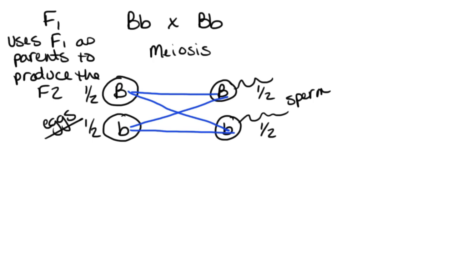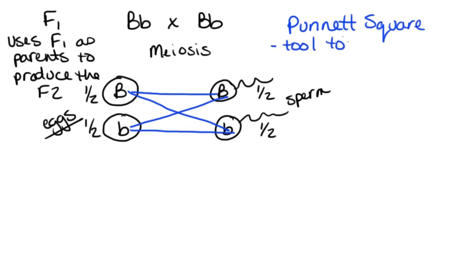And this is where we use a tool that's called the Punnett Square. So the Punnett Square is named after the individual that first described it. And this is going to be a tool to help predict the possible offspring.